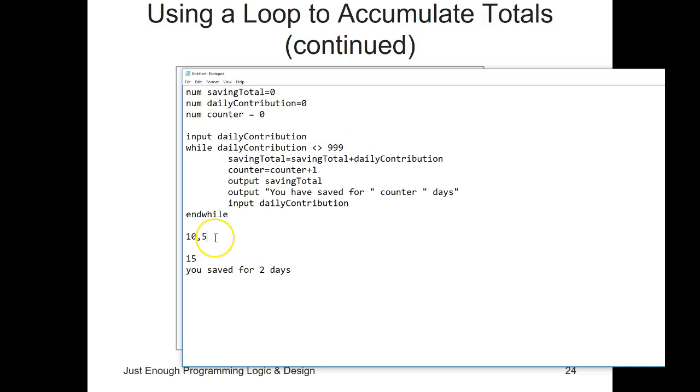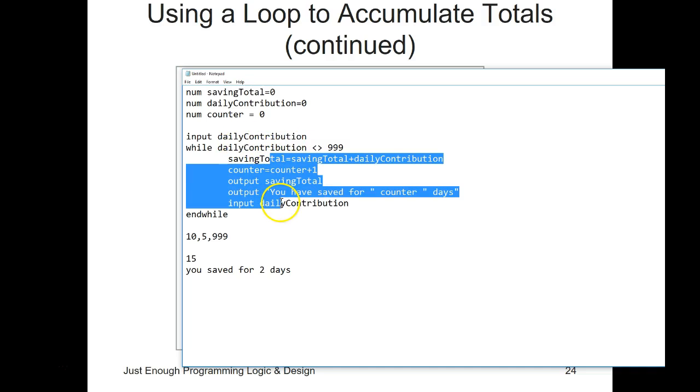But on the third day, I went to the casino and I had no money left. And so I said, I'm done. I'm going to put in 999. Once I put in 999, does it run this loop here? It does?